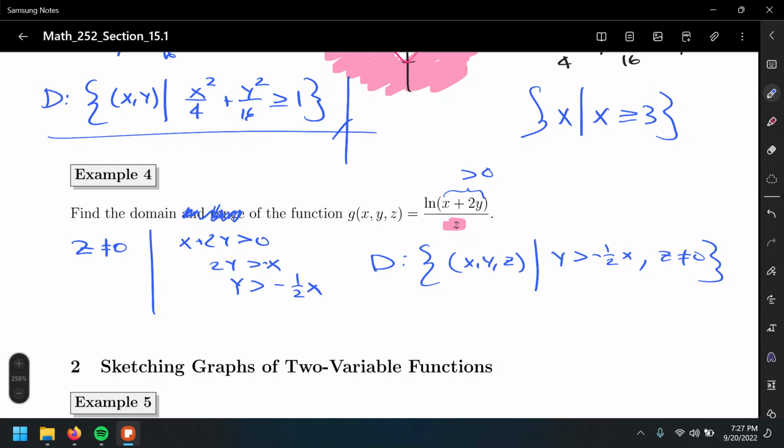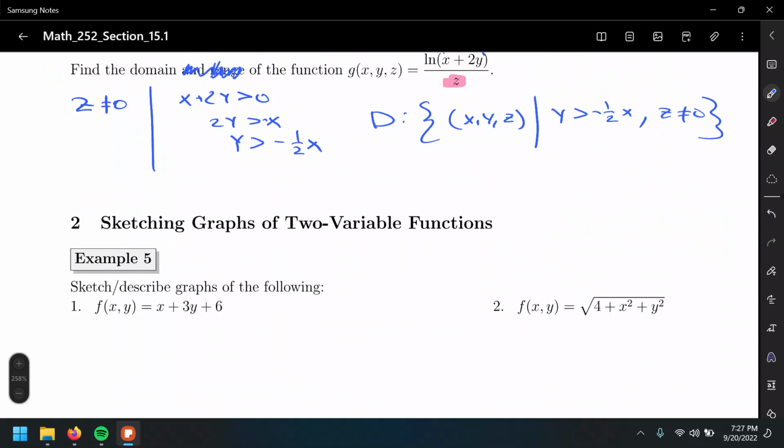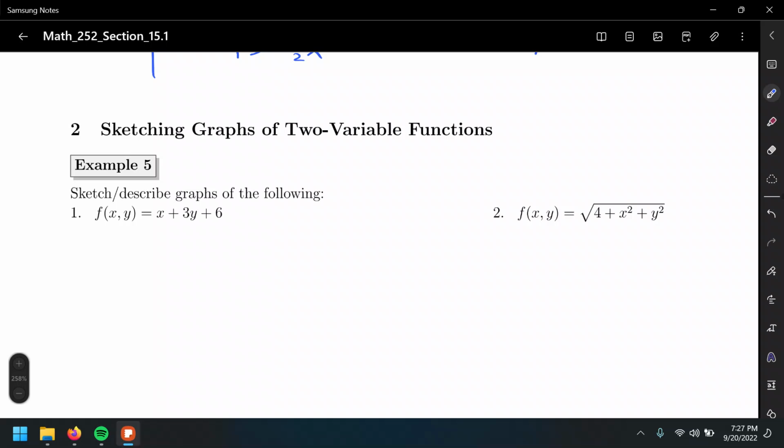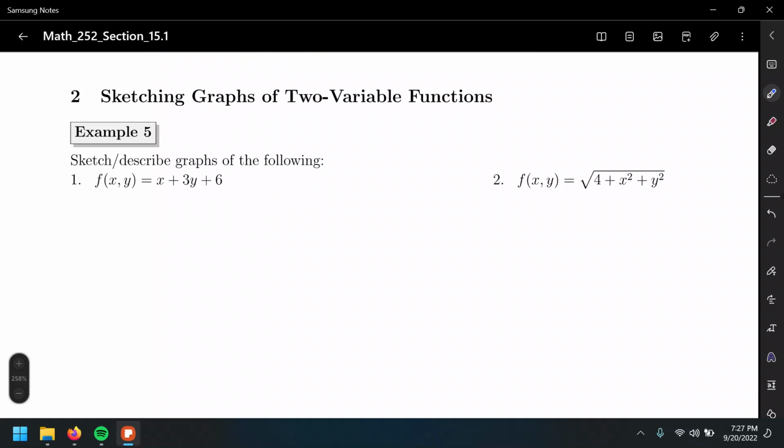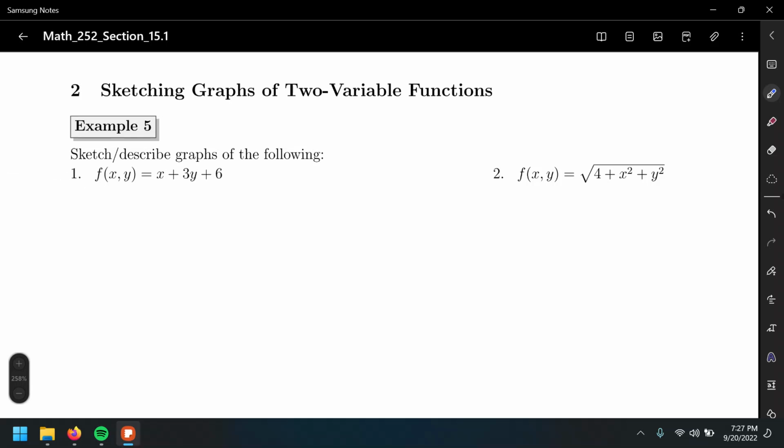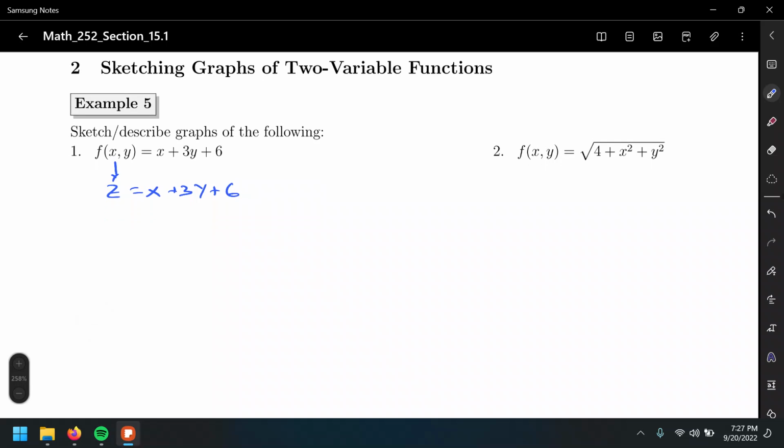Okay, sketch and graph functions of two variables. So we already did a little bit of this. Let's sketch and describe the graphs of the following. Well, what do we have? f of x, y equals x plus 3y plus 6. If we replace f of x, y with z, that's z equals x plus 3y plus 6. And well, we have all the variables x, y, and z to the first power. So what kind of surface is it going to be? It's going to be a plane, right? So we're going to graph a plane.